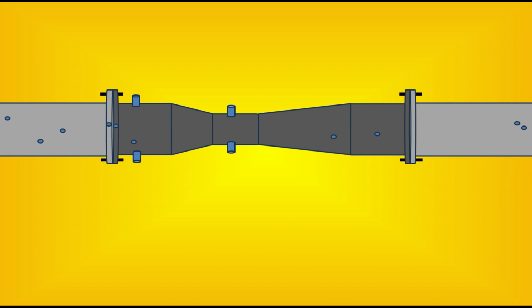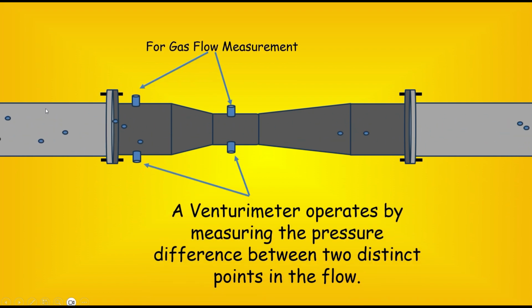The topic of today's video is what is a Venturimeter and how it works. A Venturimeter is one of the most important and widely used flow measurement devices in the process industry. Whether it is an oil and gas plant, a water treatment facility or a chemical plant, you will find Venturimeters being used everywhere. By the end of this video, you will have a very clear understanding of this instrument. So make sure to watch till the very end. For gas measurement, a Venturimeter operates by measuring the pressure difference between these two different points shown here.